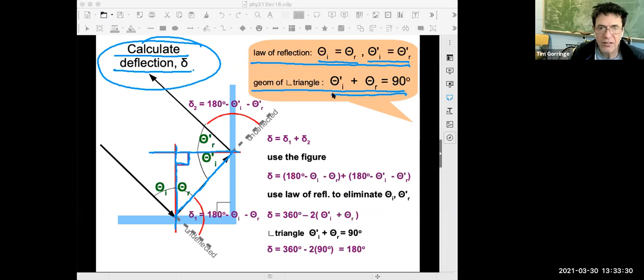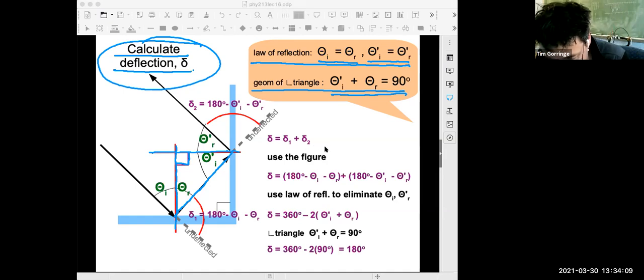And with just that information, what I'm going to show you is that the light ray is always reflected backwards at 180 degrees. It's always sent backwards in the opposite direction, no matter what that initial angle theta I is. That could be 1 degree, it could be 89 degrees, it could be 45 degrees, whatever it is. The reflected light ray goes back in the opposite direction. So let's see how that works.